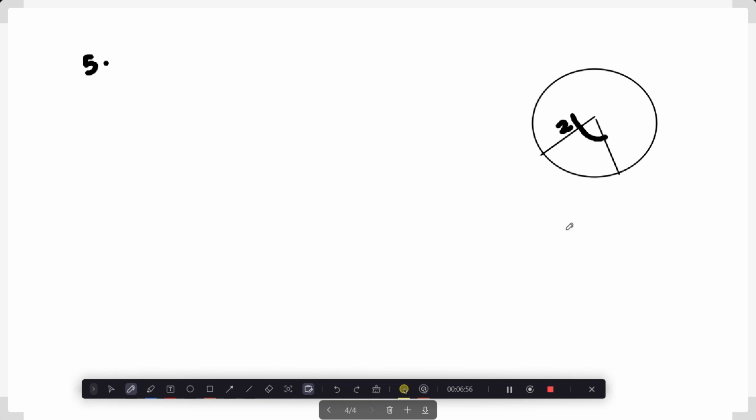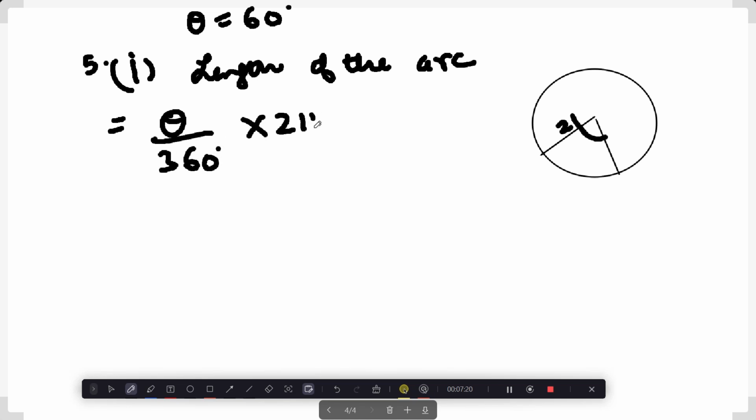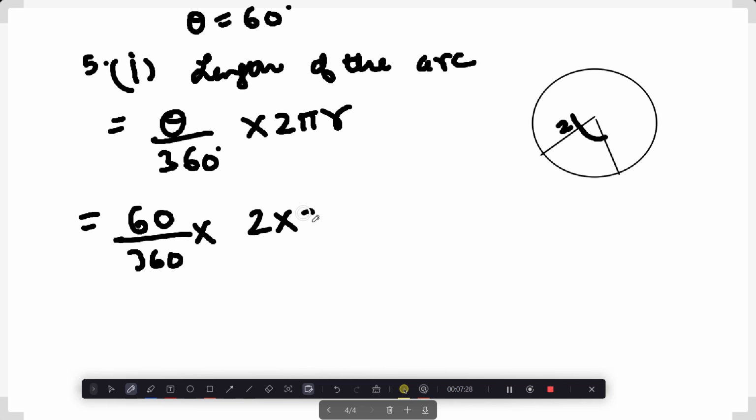Okay. So this angle is 60 degree. So let's find out the length of the. So there are 3 parts to this question. So angle theta is 60. So the first question is length of the arc. What is the length of the arc? Theta by 360 into 2 pi r, right? Which would be 60 by 360 into 2 into 22 by 7 into 21, right?